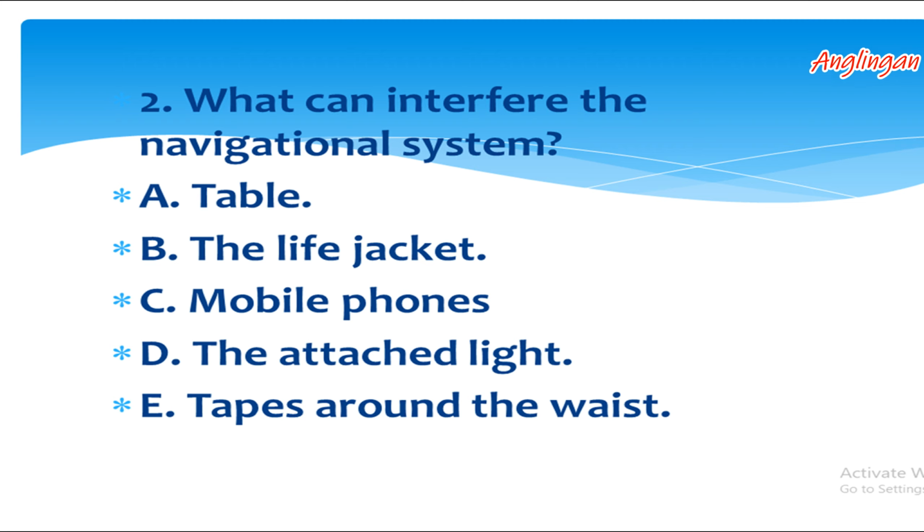Question number 2. What can interfere with the navigational system? A. Table. B. The life jacket. C. Mobile phones. D. The attached light. E. Tapes around the waist.